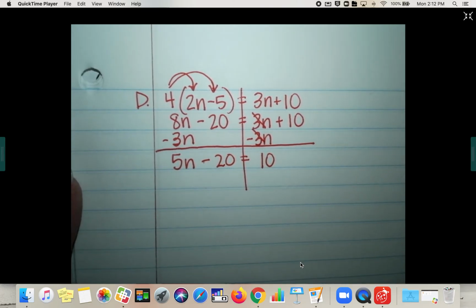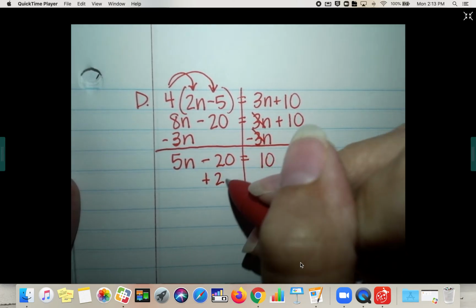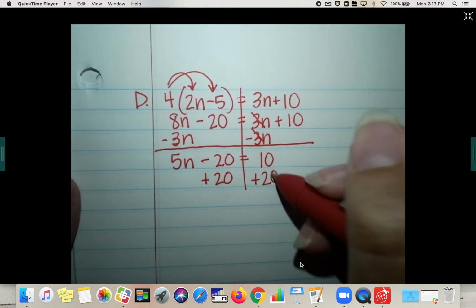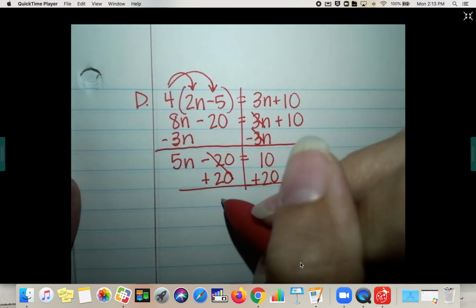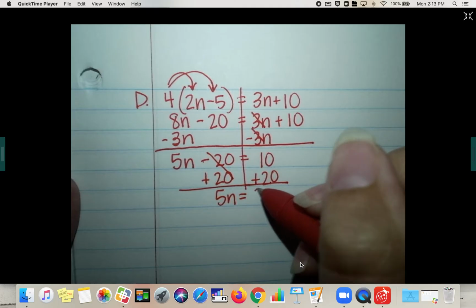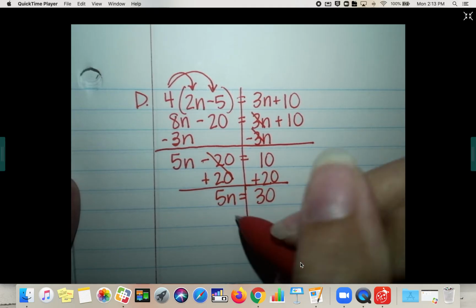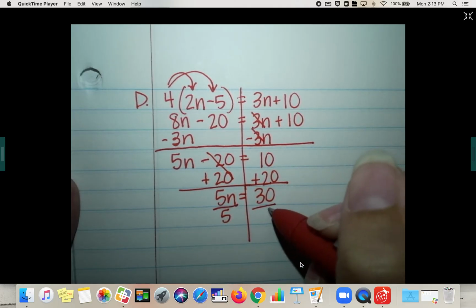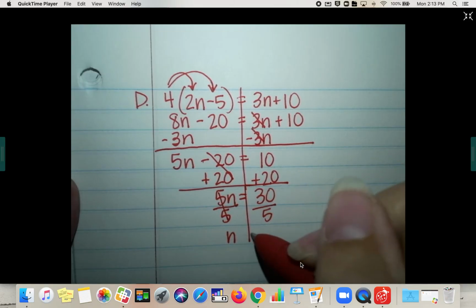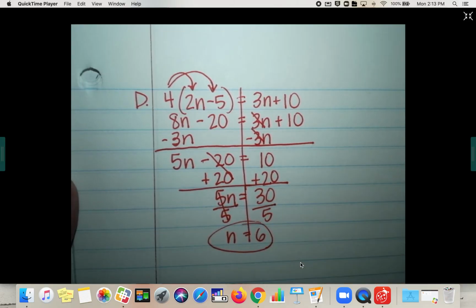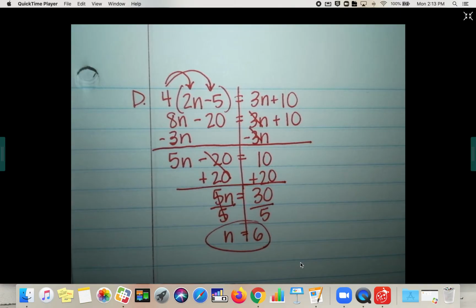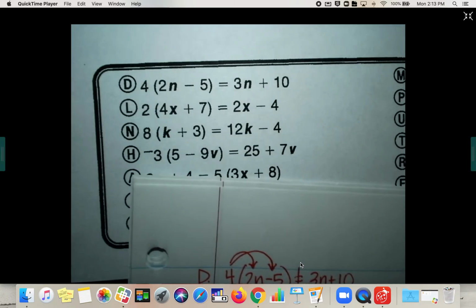All right, basic two-step equation. Next is add 20 to both sides. Bring down your 5n equals, that would be 30. Divide both sides by 5. N equals 6. If I'm going too fast for you, please pause it and try it on your own. I want you guys all to know what you're doing.